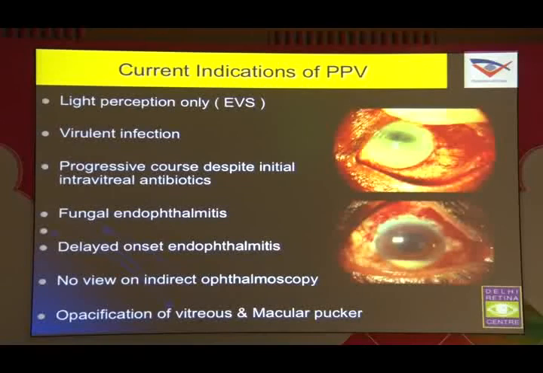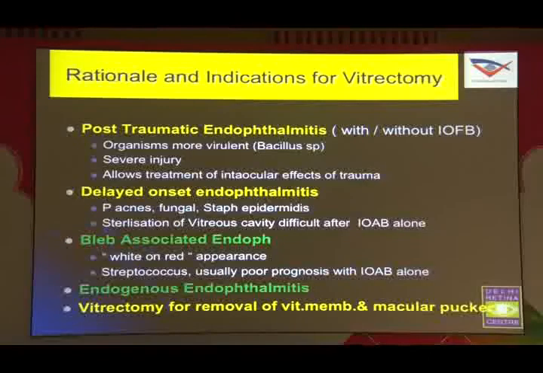If it is a virulent infection with a progressively downhill course, fungal endophthalmitis, delayed onset endophthalmitis, no view on indirect ophthalmoscopy, or opacification of the vitreous with a macular pucker. These are the other indications, beyond postoperative endophthalmitis, like post-traumatic, delayed onset, bleb-associated, and endogenous. Vitrectomy is sometimes done for removing the vitreous membranes and treating a macular pucker.